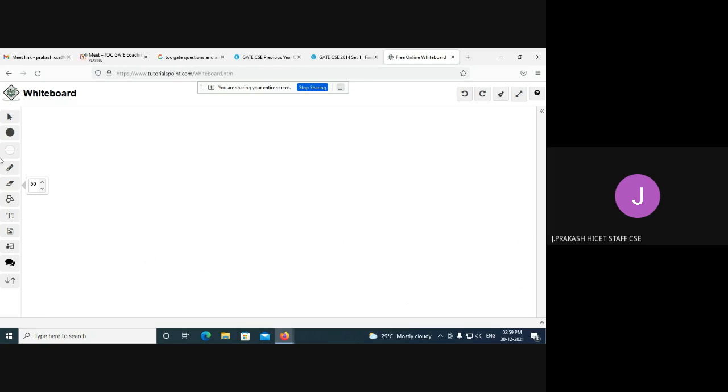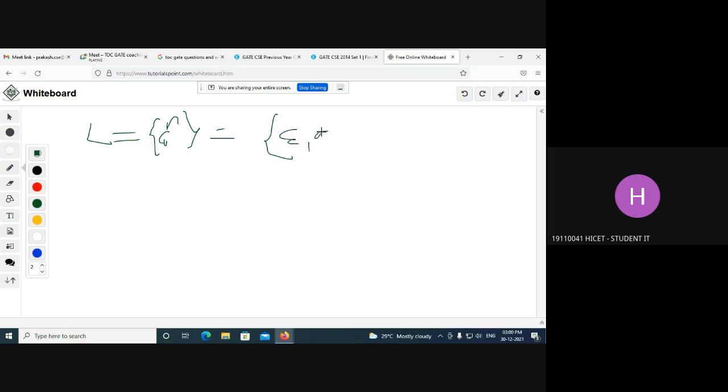What is L1? L1 equals A power n, n greater than or equal to 0. If you expand, starting with n equal to 0, you get epsilon, then A, double A, triple A, and keep on going like this. Am I right? Yes, sir. This is L1. Let us take L2.